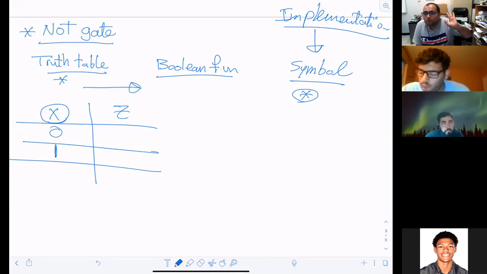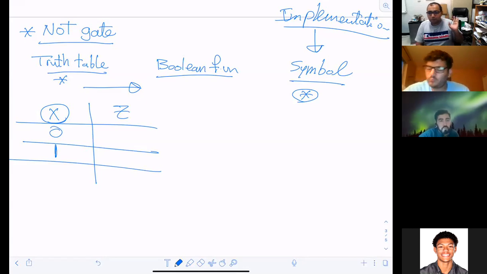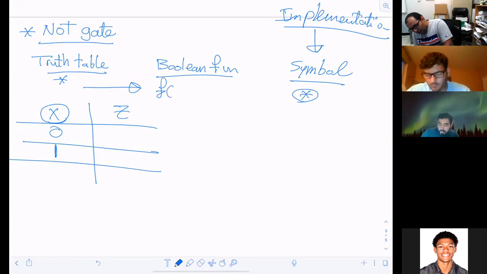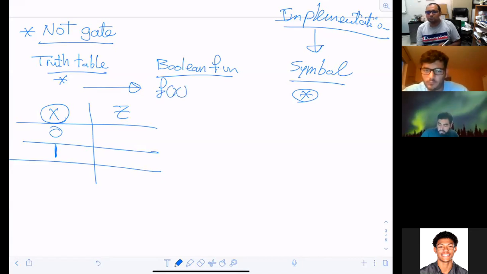I have no idea yet what the output is. Do you agree? Still, I need to see the output. From the functionality, I can write f as a function of x. So basically, x is the input into the function.